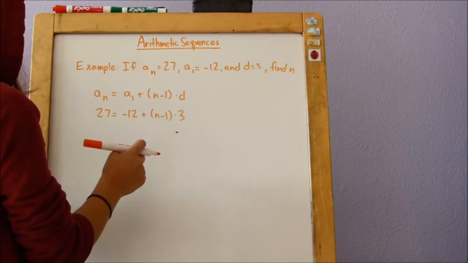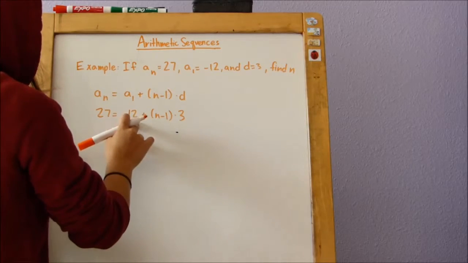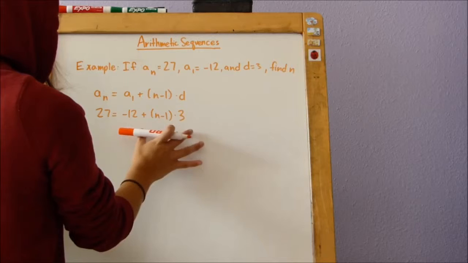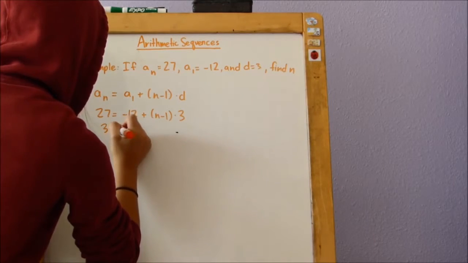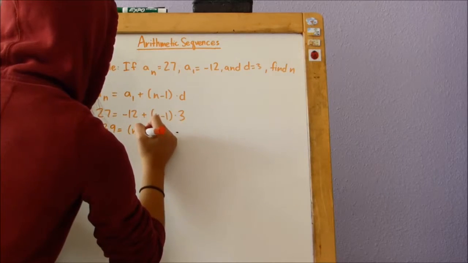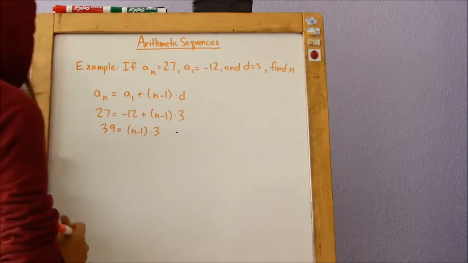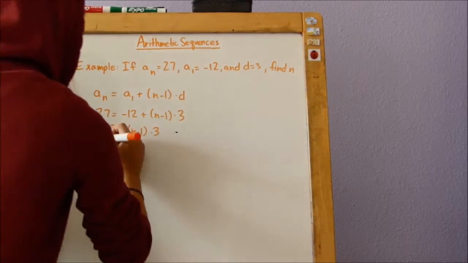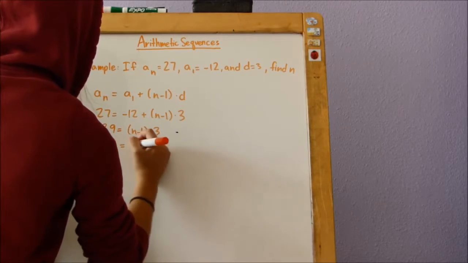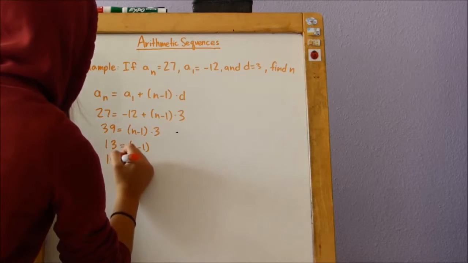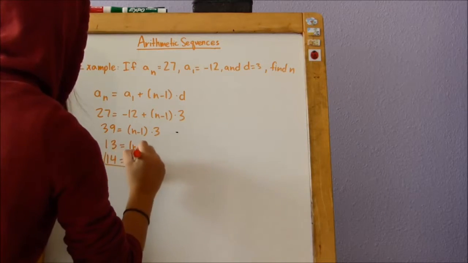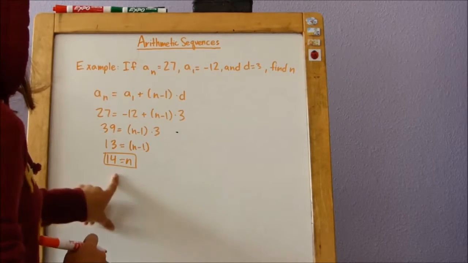The first step is to add 12, so we can simplify this side of the equation first. So we end up getting 39 equals N minus 1 times 3. Now we divide both sides by 3, so we get 13 equals N minus 1. Add 1, 14 equals N. So we have solved for N.